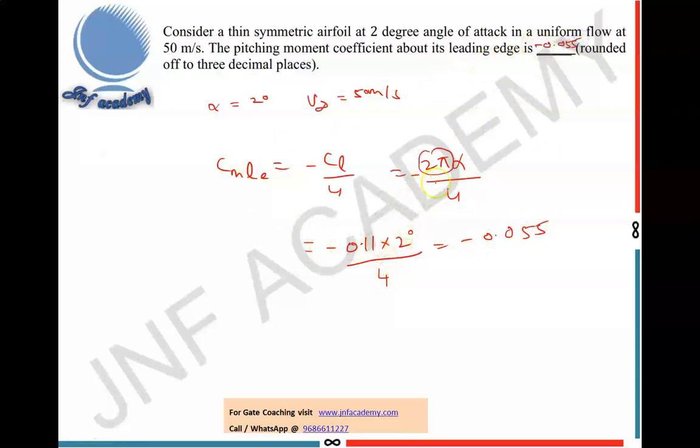I repeat, if you want to keep 2 pi as it is, convert alpha to radians: instead of 2 degrees, convert 2 degrees to radians by multiplying by pi by 180. If not, convert the lift curve slope, whose unit is 2 pi per radian. The equivalent of this per radian is nothing but 0.11 per degree. If you get this to per degree, then you can directly substitute alpha in degrees, no issues. So it is minus 0.055. That's the answer.